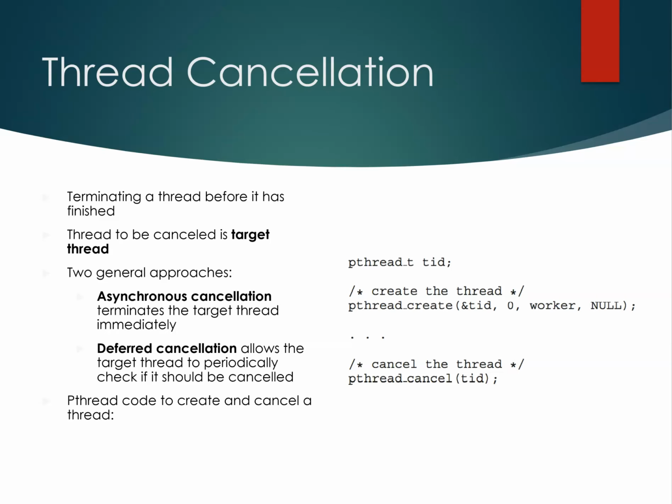Terminating a thread before it is finished is called thread cancellation. A thread to be canceled is called the target thread, and there are two general approaches. Async cancellation terminates the thread immediately, and deferred cancellation allows the thread to periodically check if it should be canceled. We'll look at some pthread code to cancel a thread. Here, we create our ID, and then we just tell it to cancel it.